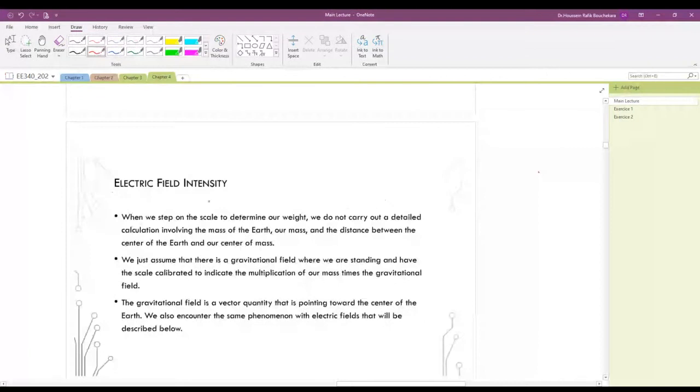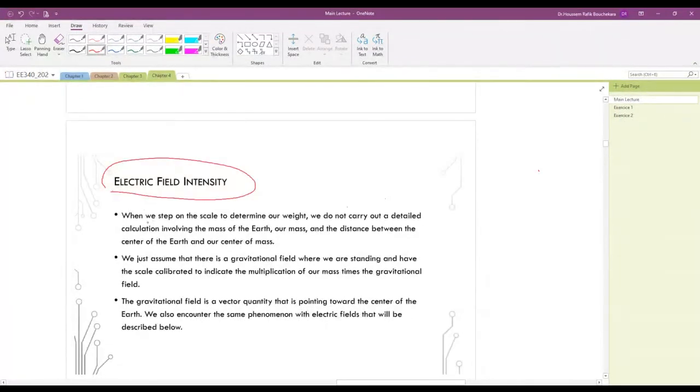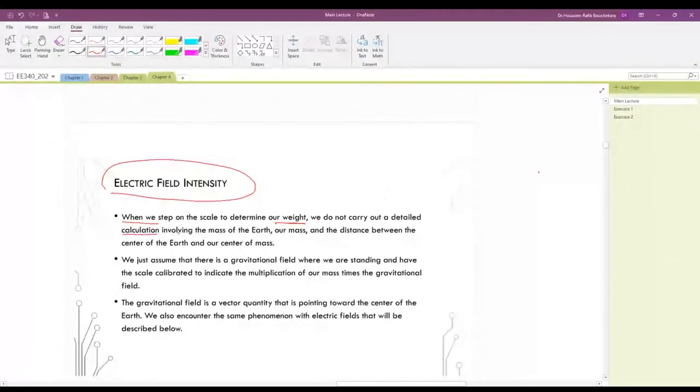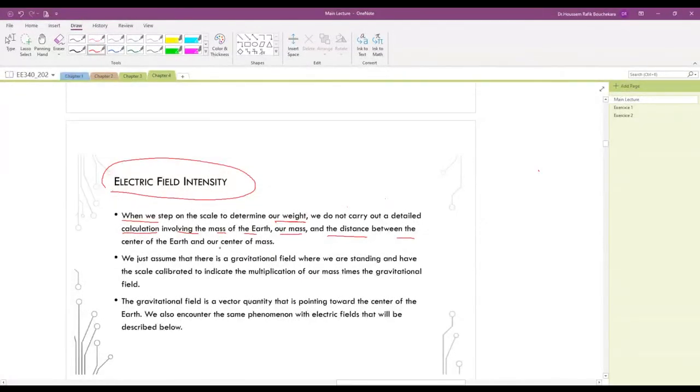طيب, let's start now with a new section of the course, which is electric field intensity. Okay, electric field intensity. When we step on the scale to determine our weight, we do not carry out a detailed calculation involving the mass of the Earth, our mass, and the distance between the center of the Earth and our center of mass.